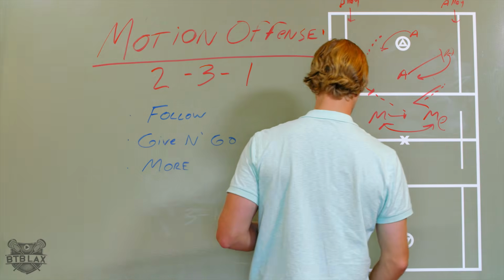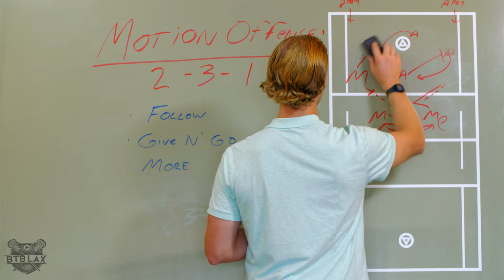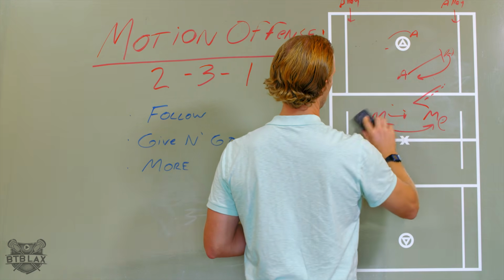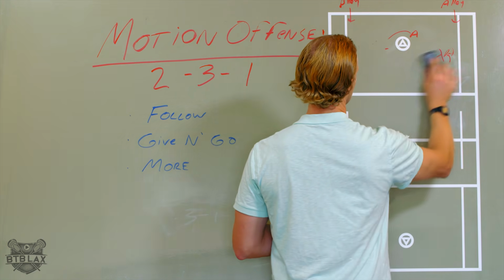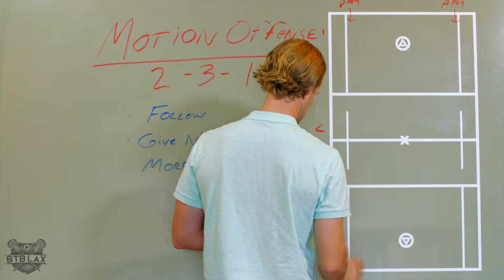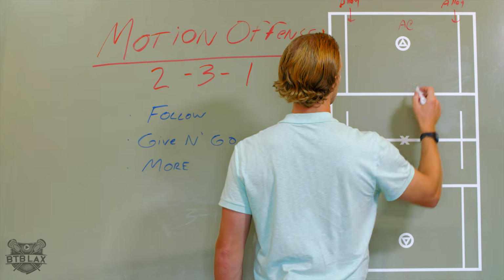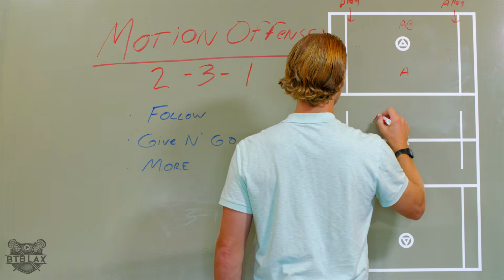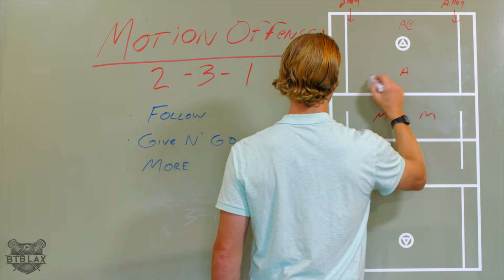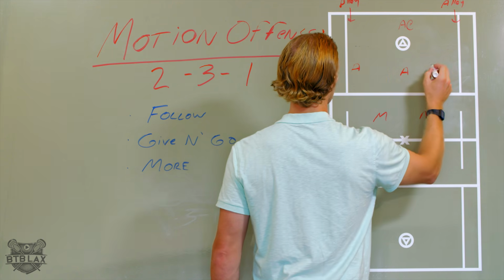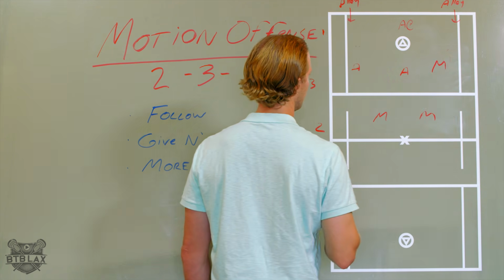So let me reset this. So now the ball gets to X, okay? The ball made its way all the way around to X. So now we have the ball back here. We have an attackman still on the crease. We have middies up here. Say we have another attackman over here and a middie over there, okay?